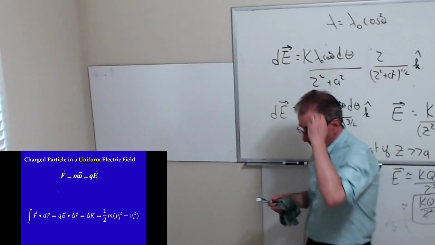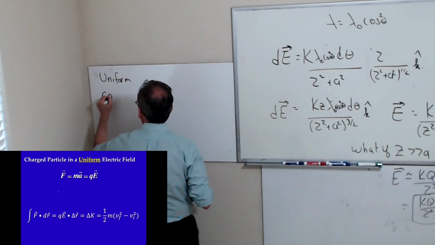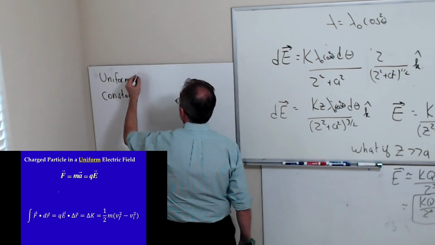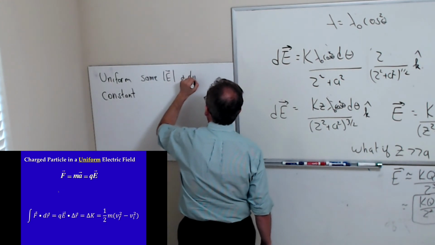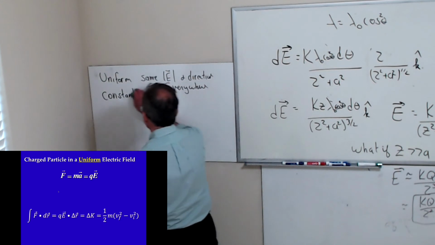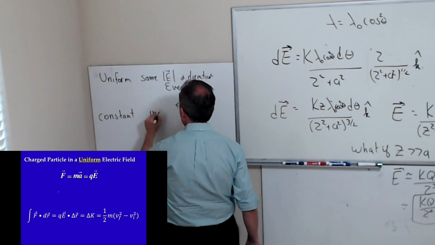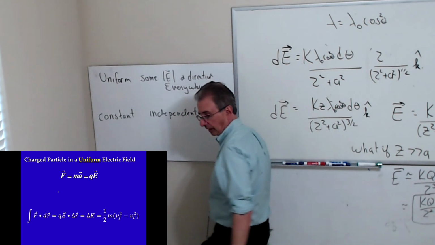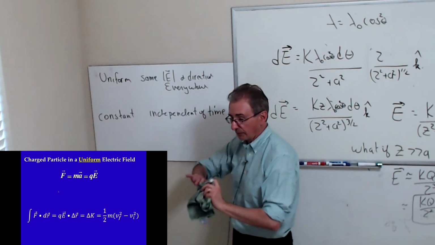So we can use uniform, and we use the term constant. When we talk about electric fields that are uniform, it means the same magnitude and direction everywhere. When we say it's constant, the electric field is independent of time. Okay? So when we say constant, we mean independent of time. That's really what I should say. Sometimes I do get them mixed up. When we say it's uniform, it has the same value everywhere.